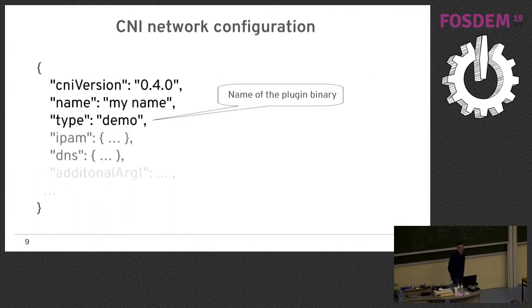There are also some additional optional parameters like IPAM, DNS, and the file can also contain any number of additional parameters. Not useful for the container runtime, but it's also passed to the plugin, and actually in the demo we will make use of this.